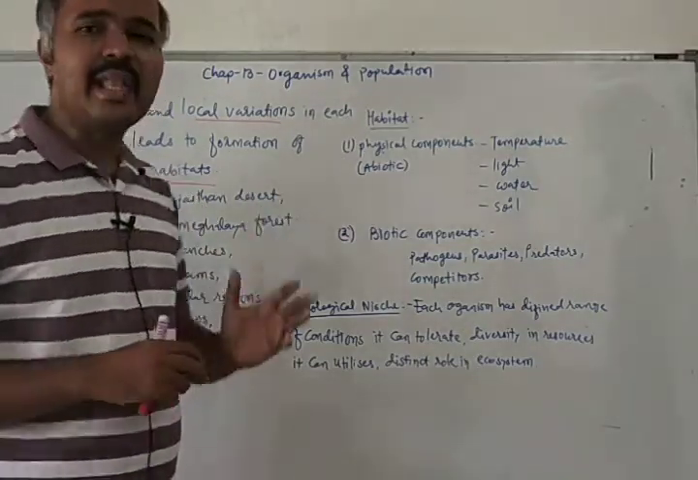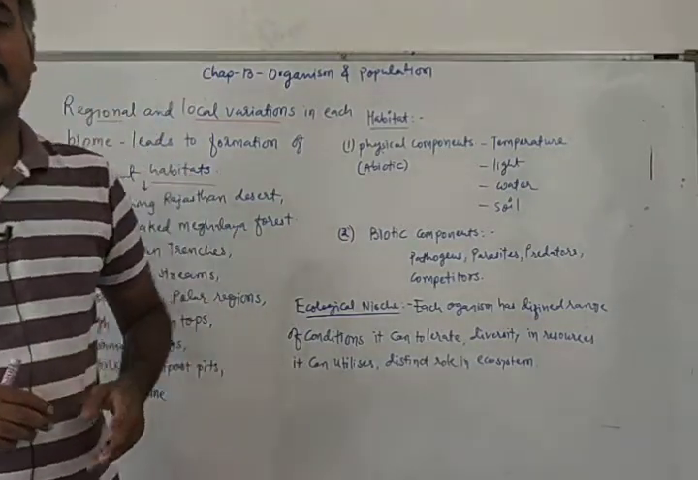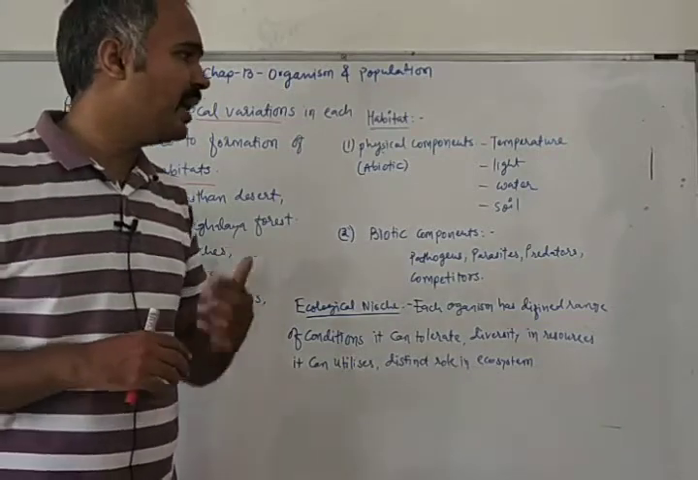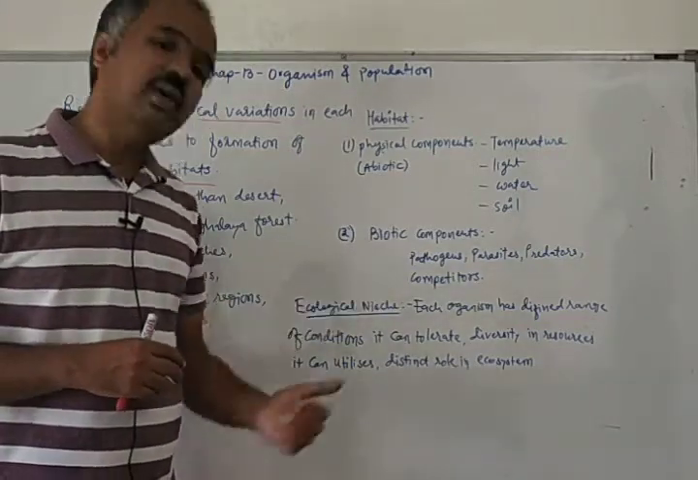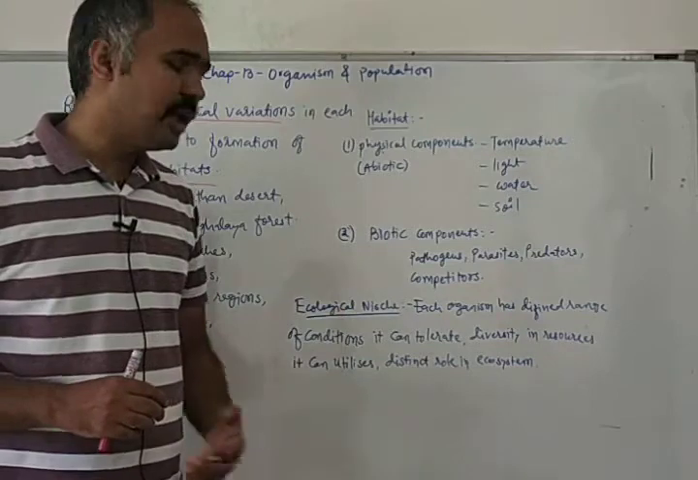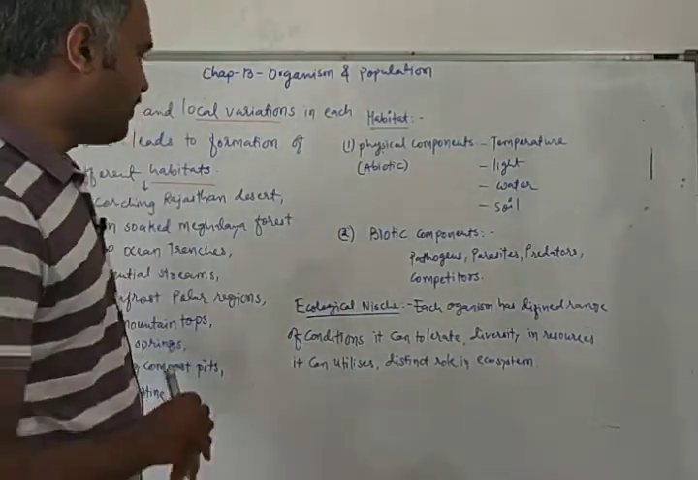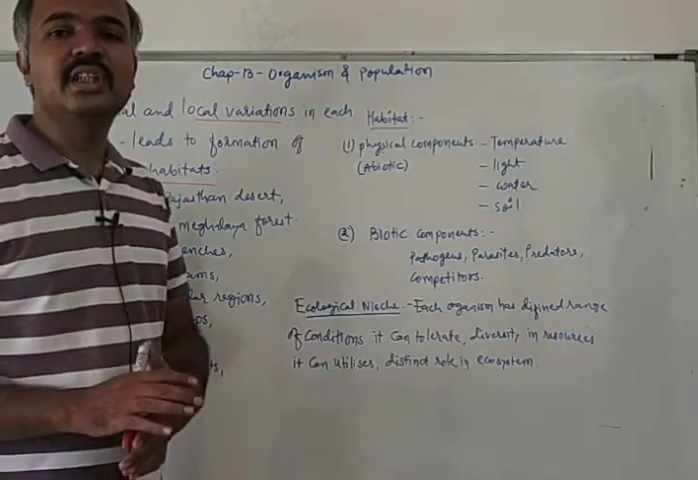So any habitat will have 2 types of components, abiotic and biotic. Abiotic components are also known as physical components. They are temperature, light, water, soil. Biotic components are pathogen, parasite, predator, competitor. These are the biotic components.